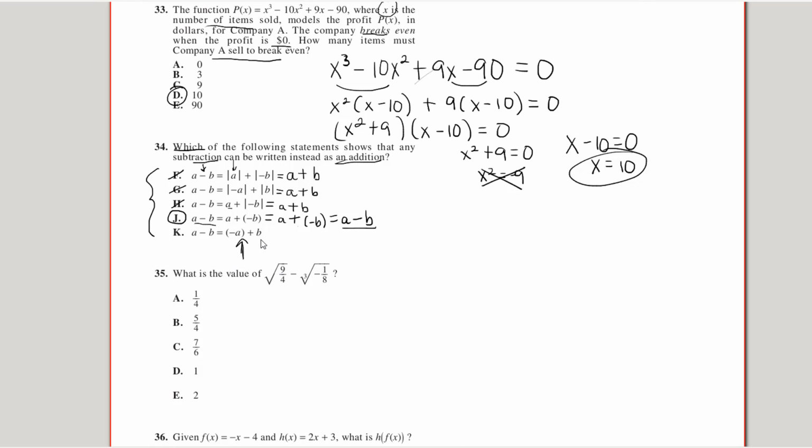Let's just evaluate K for fun. Once you've got the correct answer, if you're working through the test, you would stop at this point. But when we have a negative A in parentheses, we can drop the parentheses and we just have negative A plus B. Let's rewrite that with the positive value in front. It's the same as B minus A, which is not the same as A minus B, what we have on the left-hand side. So that's why K is not an answer.